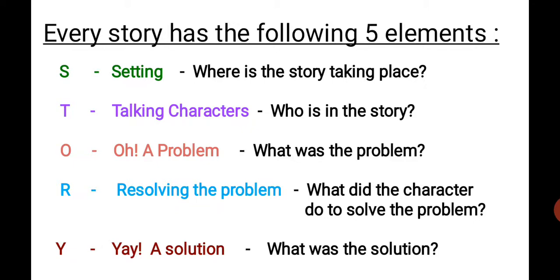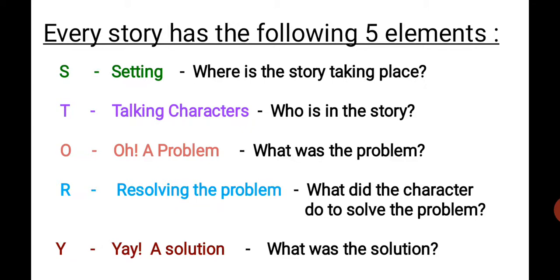So, whenever we are reading any story, we need to keep these 5 elements in mind. Setting. When we are reading a story, we need to find out what the setting of the story is. That means where the story is taking place. Then you need to think about the talking characters, like who is in the story. Then a problem. What was the problem? Then resolving the problem. What did the character do to solve the problem? And then a solution. What was the solution?